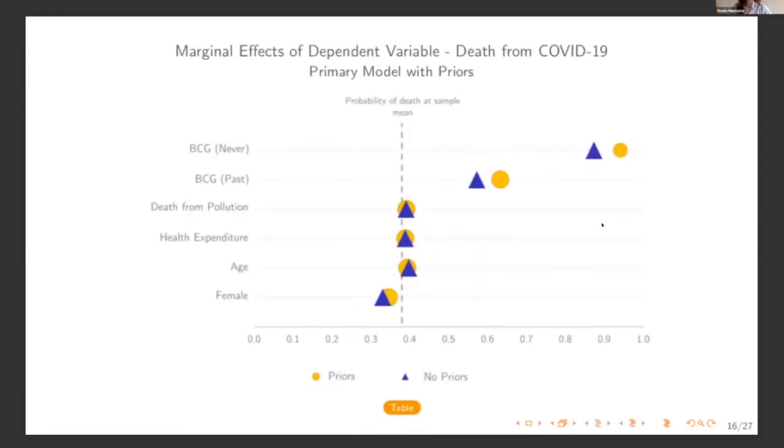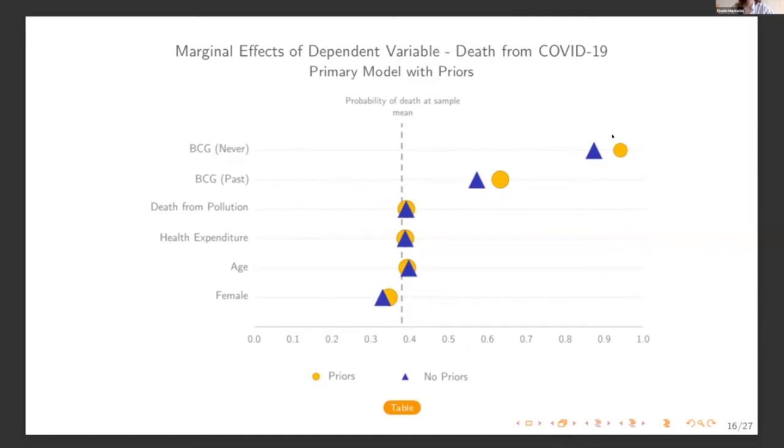This slide reports marginal effects of covariates on the dependent variable. Results in blue are for the model without priors that Danielle has already covered, and results in yellow are for the model with priors in it. So both models produce relatively consistent results. The marginal effects are reported at the sample mean, which is given by a 52-year-old male from a country with current universal vaccination policies. So the most pronounced result that we see here is the one for the BCG variable.